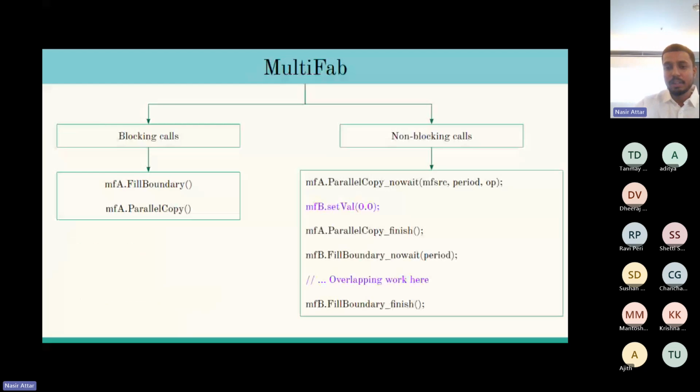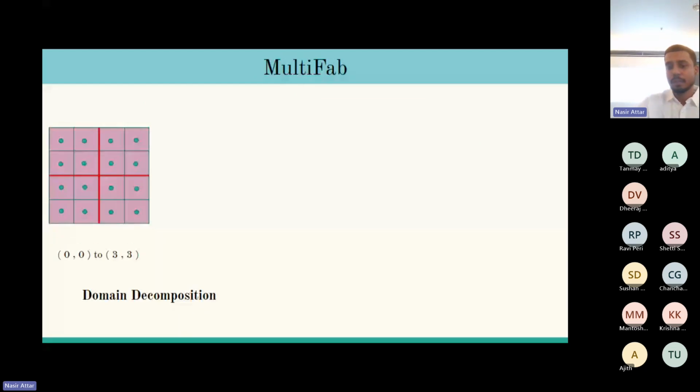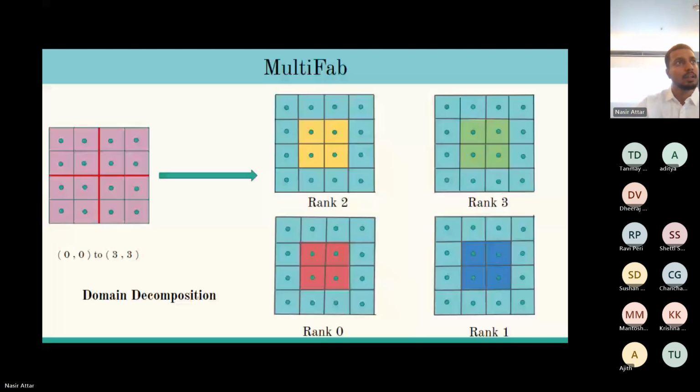So here we can see how a multifab is actually distributed among multiple processors. In a solver, we proceed from one iteration to the next iteration. You need the values from the previous iteration, so you keep a copy of them before modifying to the next iteration. The multifab copy facilitates keeping a copy of the full distributed data.